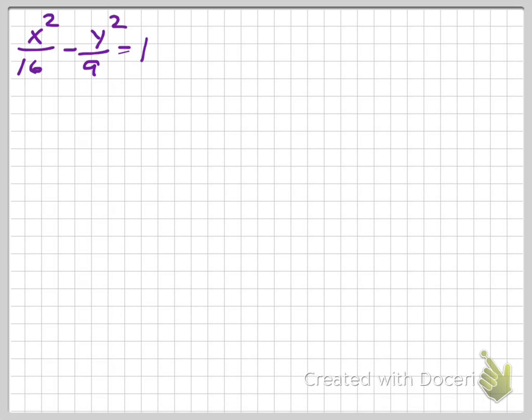First thing we have to do is figure out which type of hyperbola this is. Since the x is first, it's going to be horizontal. If the y was first, it would have been vertical. Since the x is first, it's horizontal.